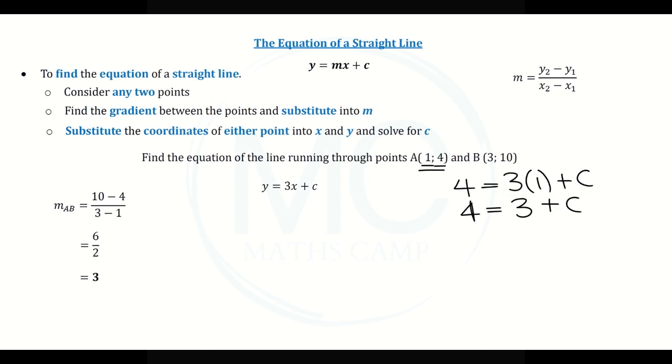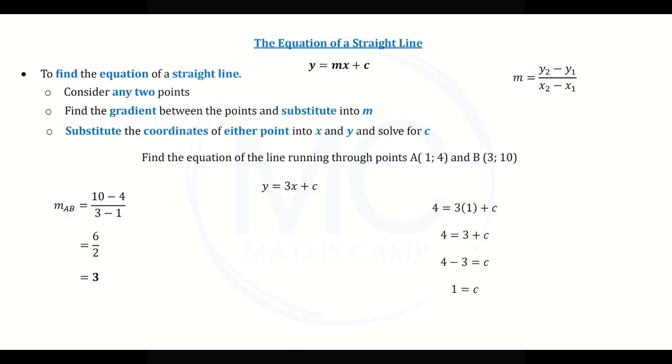Now let's move 3 to the left-hand side, and we get 4 minus 3 is equal to c, which means that 1 is equal to c. Now we have an m value of 3 and a c value of 1. So our equation is y is equal to 3x plus 1.